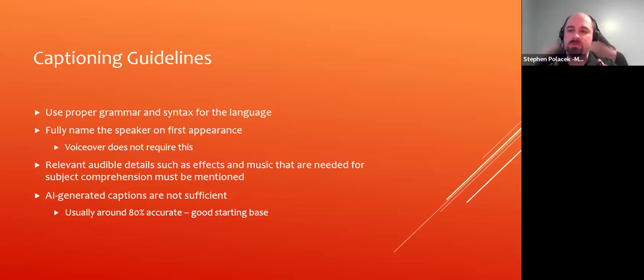The joking version you probably have seen online or in English class is "let's eat, comma grandma" versus "let's eat grandma." They can mean different things. So having proper grammar and syntax in the captions makes sure that users get the intention and not just the words.